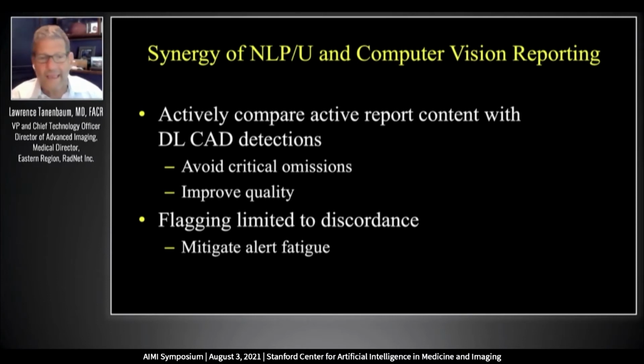So frankly, if this tool was actively reading the images and reading the reports and just flagged everything that it saw, it could cause a problem. But when these things are done in a clever way, it could actually limit the flagging, the alerts, to only areas of discordance where there is something in the image that isn't in the report. So the radiologist can only focus on where the mismatches are, and this can minimize alert fatigue.